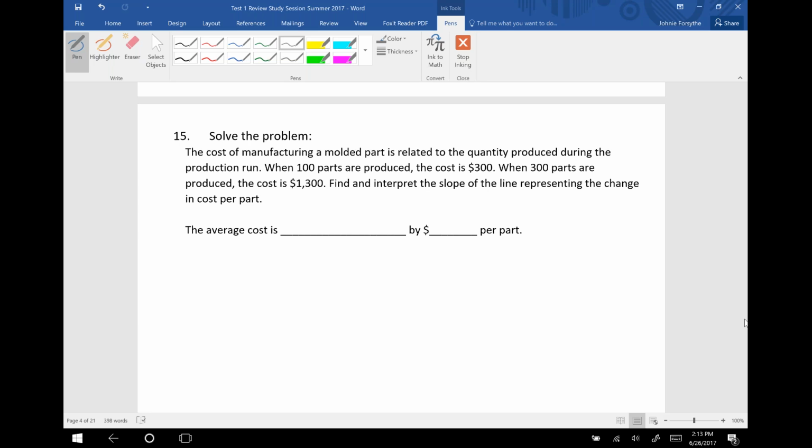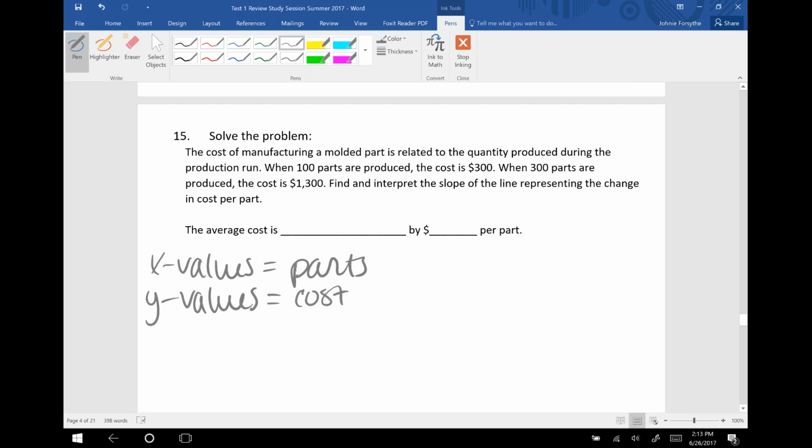So the independent variable here is the number of parts because the cost depends on the number of parts. So your x values would be the parts and the y values would be the cost. So we're going to write these as points. The first point would be 100, 300, and the second point would be 300, 1,300.